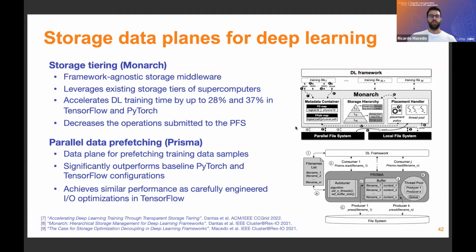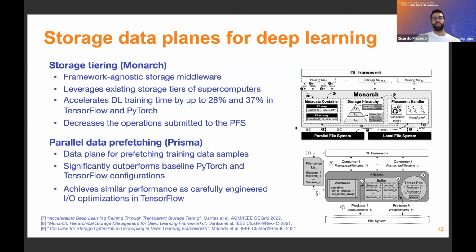The other solution implements parallel data prefetching. This is also a framework-agnostic storage middleware that allows prefetching training data samples before the actual deep learning framework requests them. By doing this, we can significantly outperform the baseline PyTorch and TensorFlow configurations, with results that surpass them by 50% at most. And when we compare to carefully engineered IO optimizations implemented in TensorFlow, we provide similar performance.